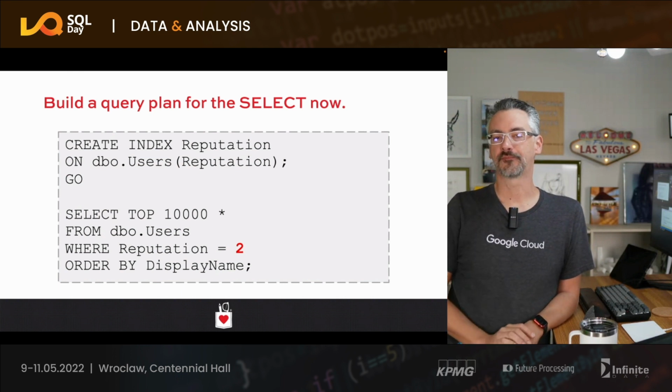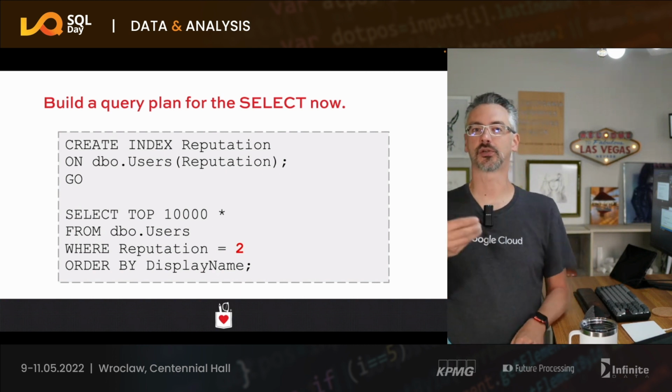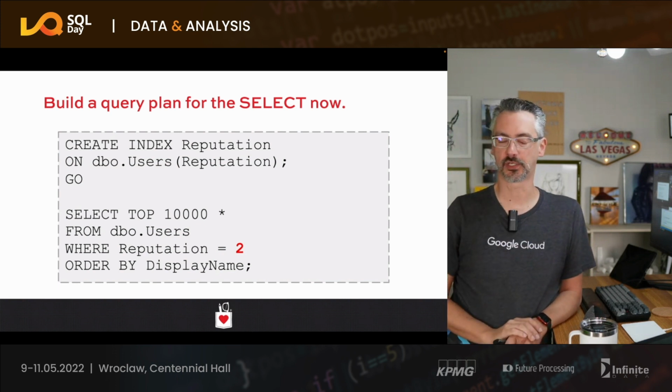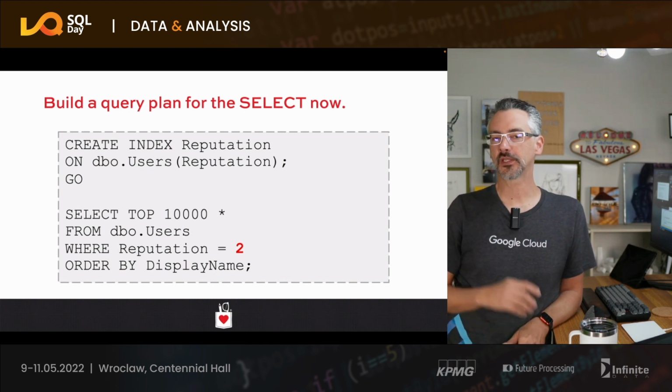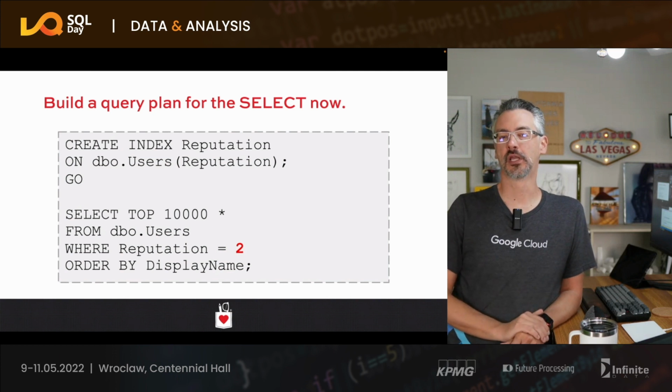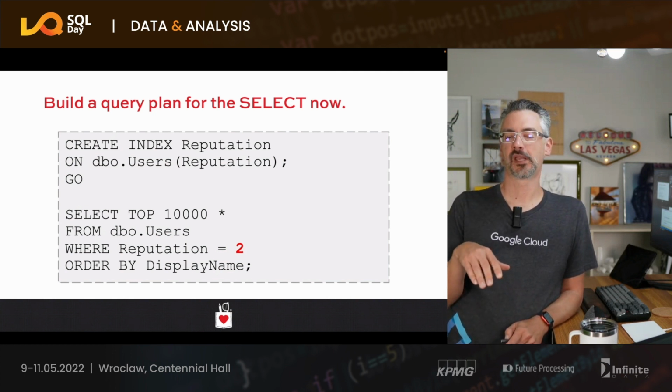So I'm going to run a query. I'm going to say, show me the top 10,000 people where reputation equals some number. It's an integer, starts at 1 and goes up to a bajillion. And then order them for me by display name, kind of like I'm creating a leaderboard here. So SQL Server has to make a decision. Should it use the index or not?